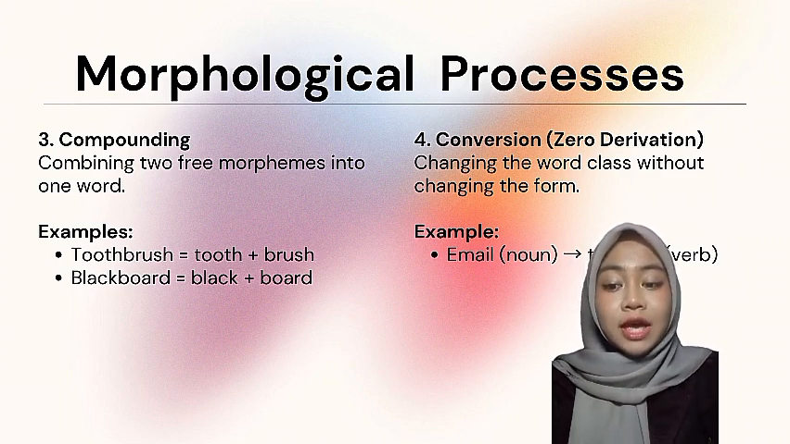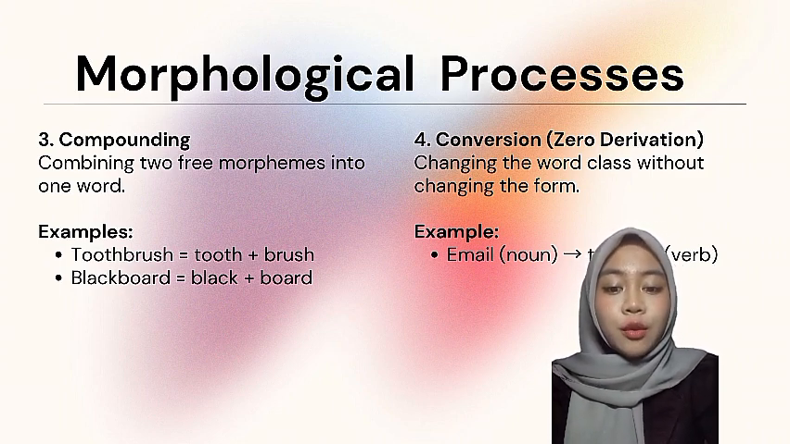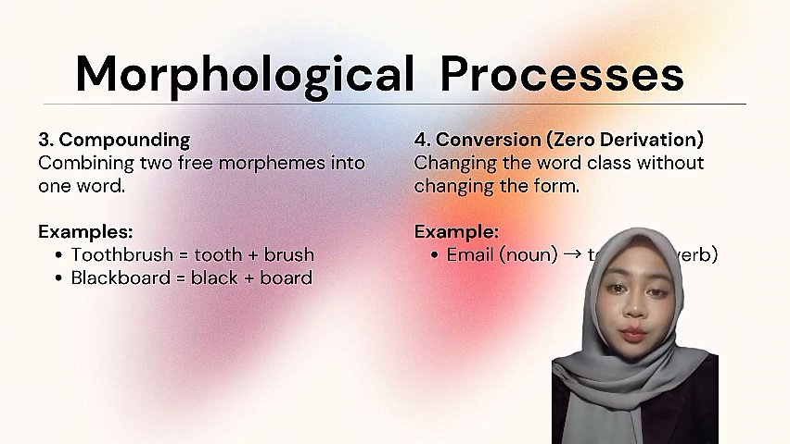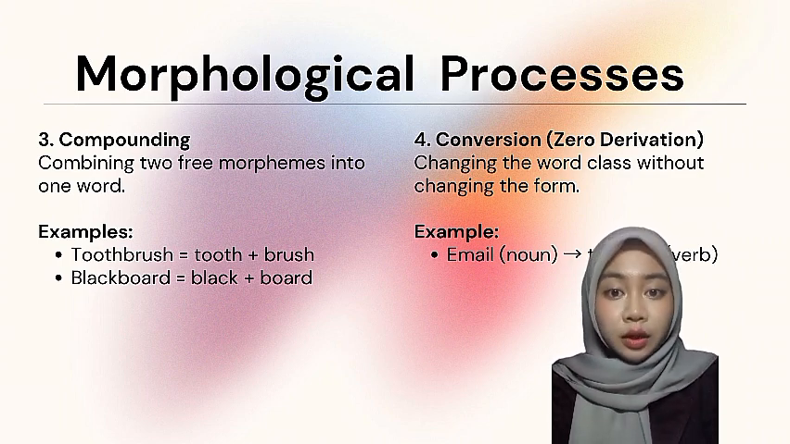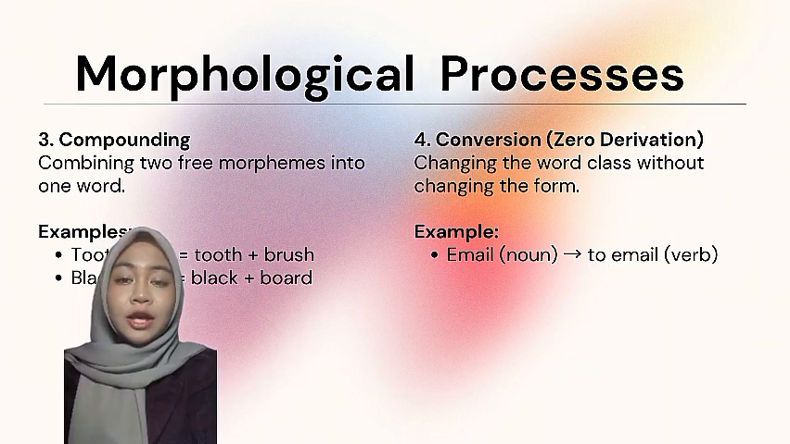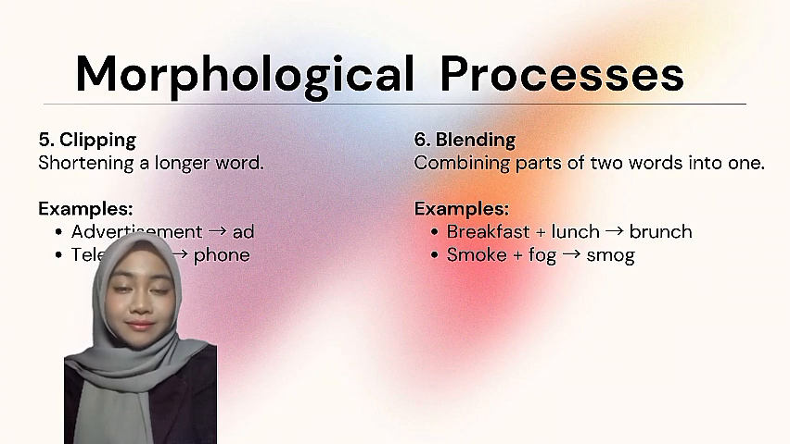Compounding is combining two free morphemes into one word. For example, toothbrush, tooth and brush. And then blackboard, black and board. And then conversion or zero derivation is changing the word class without change the form. For example, email, noun, and to email, verb.